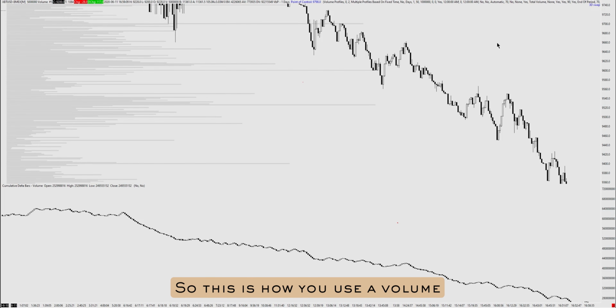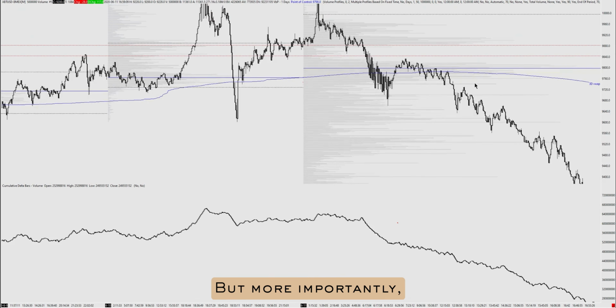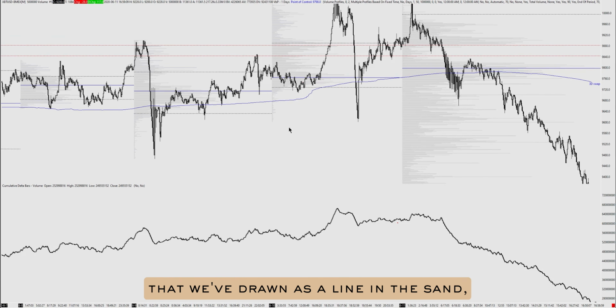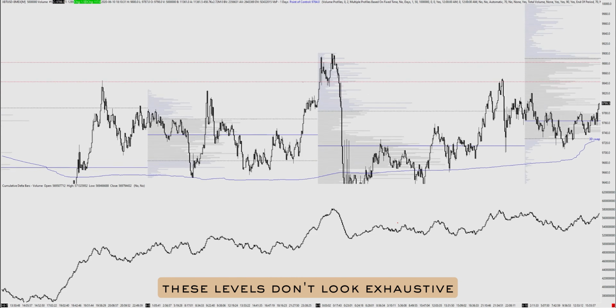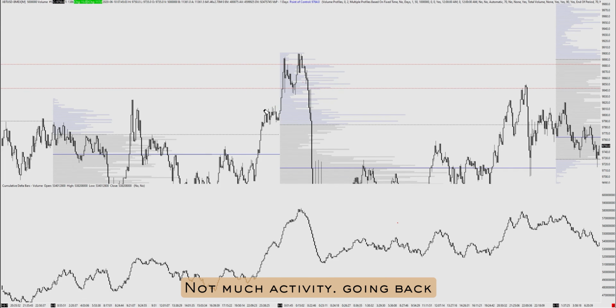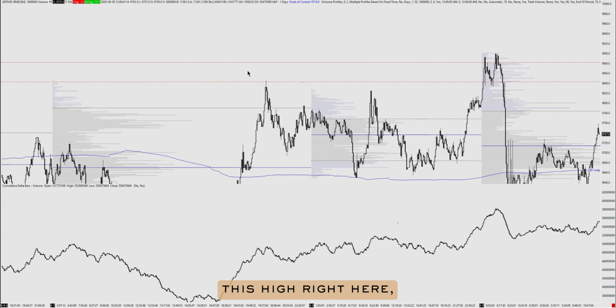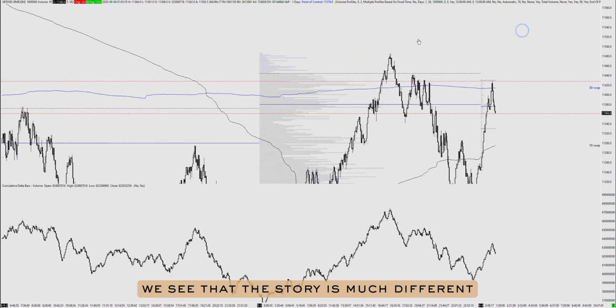So this is how you use a volume-based periodicity to your advantage. It is something that, the same as when you're using CVD, can really show you where levels of liquidity are. But more importantly, when we have an area that we've drawn as a line in the sand, what we want to see is that when we approach these levels they don't look exhaustive, and that buyers and sellers are accepting these levels through their increase in activity. So going back to this high, what you see is just a few candlesticks, not much activity. Going back to this high right here, just a few candlesticks, not much activity. Whereas when we go back to where we are currently, we see that the story is much different.